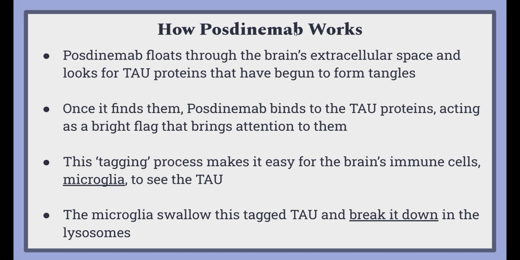How Postdyne-mab works. Postdyne-mab floats through the brain's extracellular space and looks for TAU proteins that have begun to form tangles. When it finds these TAU proteins, Postdyne-mab binds to them, and it acts as a bright flag, bringing attention to them. This tagging process makes it easy for the brain's microglia, or immune cells, to see it. These microglia swallow the tagged TAU and break it down in the lysosomes.